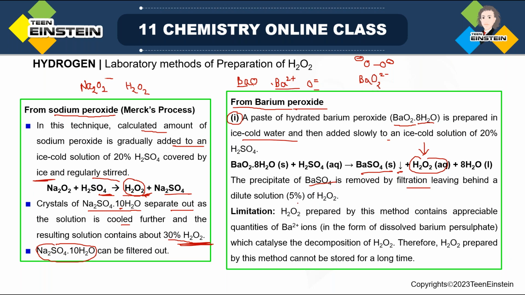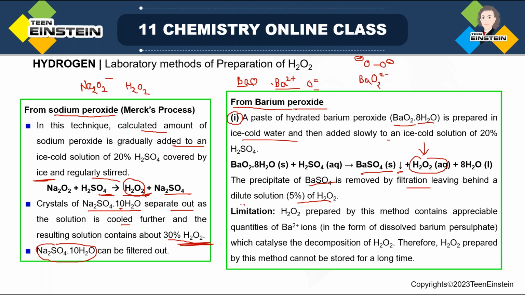And you will be now left with a 5% solution of H2O2, a dilute solution. So this information is important. When it is the Marx process, you are getting 30% H2O2. When it is this barium peroxide method, you are getting 5% H2O2, right?